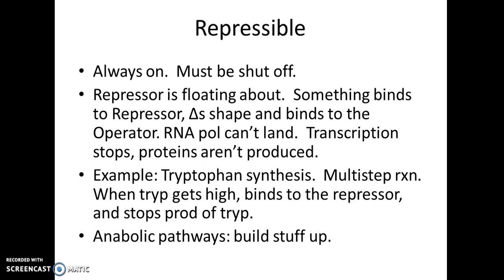Now the repressible operon is the opposite. So if the inducible is always off until it's turned on, the repressible is always on. So they're always producing proteins until it is shut off. So that means that a repressor protein needs to bind to the operator. So the repressor is floating about. Something binds to the repressor, which changes its shape, and then it can bind to the operator. If it binds to the operator, RNA polymerase cannot land on the promoter. It cannot produce the mRNA, and no protein is produced.